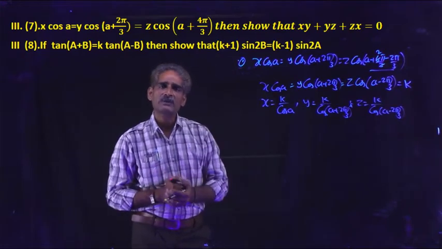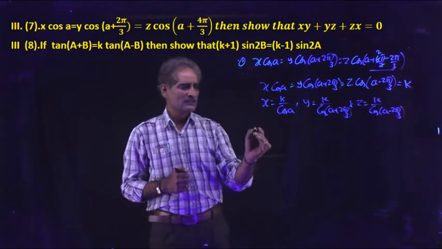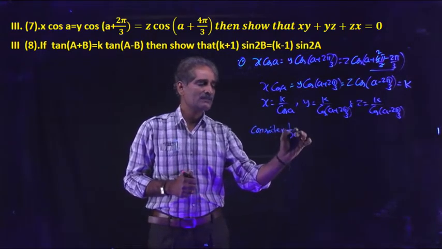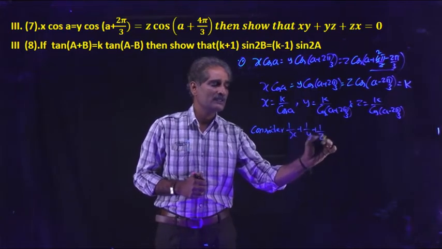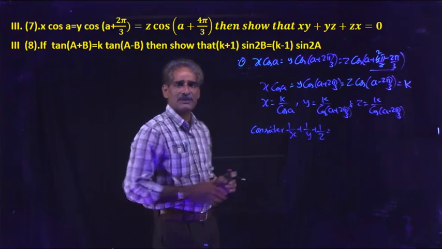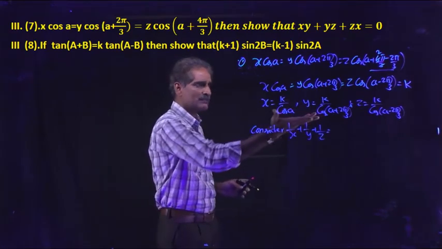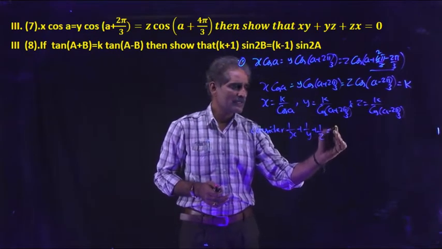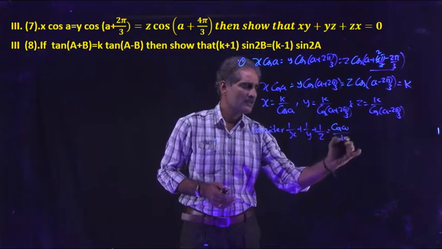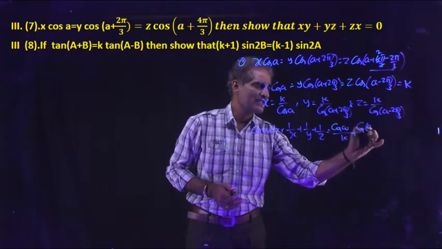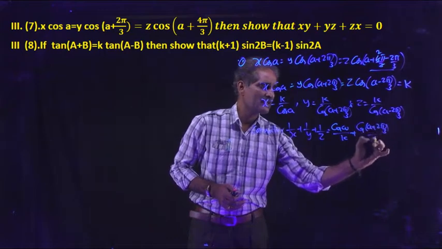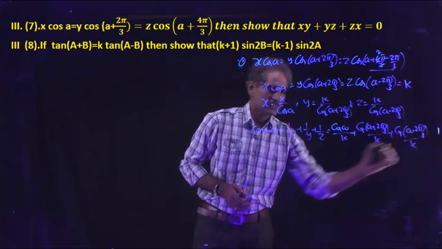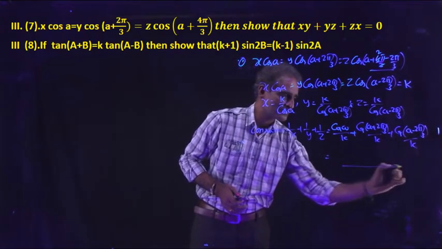We have to prove xy plus yz plus zx equal to 0. For that, consider 1/x plus 1/y plus 1/z, because the cos functions are in the denominator. By the direct method you can't add these, so if you write the reciprocals, then we get cos a by k plus cos of (a plus 2 pi/3) by k plus cos of (a minus 2 pi/3) by k. Here the denominator is the same for all three terms, so the LCM is k.